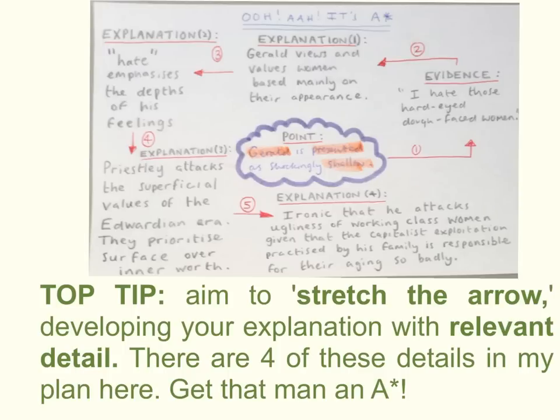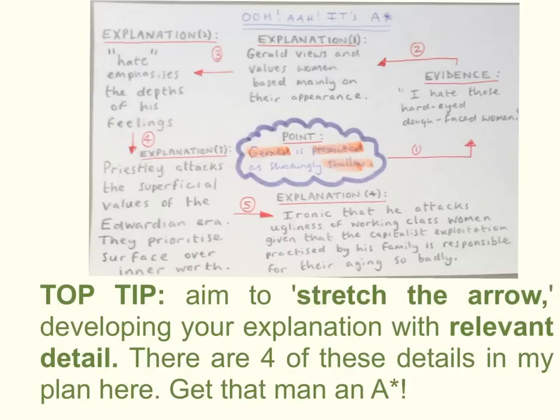And I've linked this to J.B. Priestley attacking the kind of shallow or superficial values of the Edwardian era. Remember, this play is set in 1912. Written in 1945, set in 1912. And he's arguing, Priestley's asserting here, that this Edwardian society prioritises and lionises surface and appearance over inner worth. Now, frankly, I reckon at this stage I've already secured that A, possibly that A star.